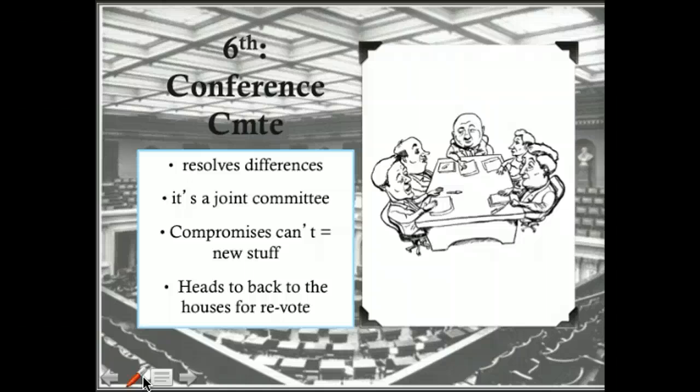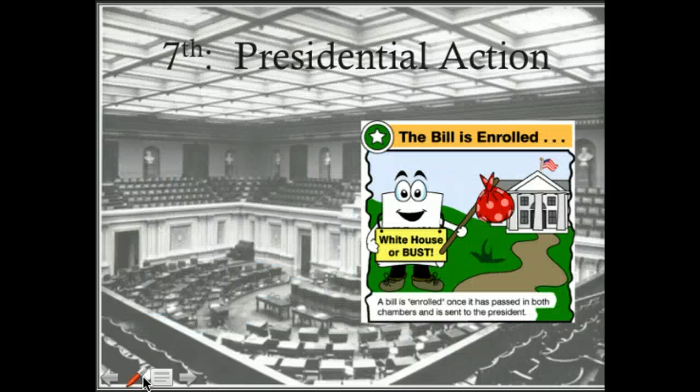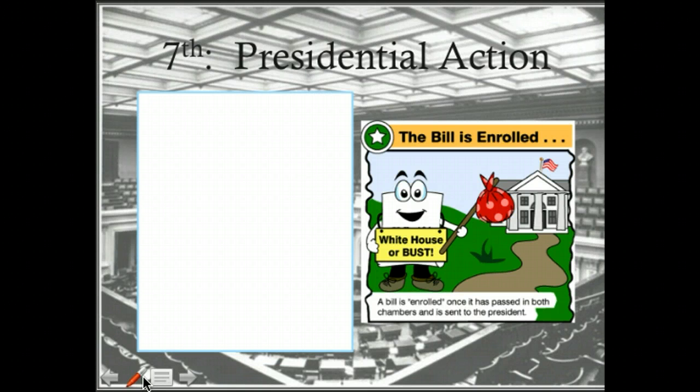Now, once there is one joint resolution or final bill, it goes to presidential action. Okay, that is called enrolling the bill. A bill is enrolled once it's passed both chambers and it is sent to the president. See, it says it right there, bill is enrolled.